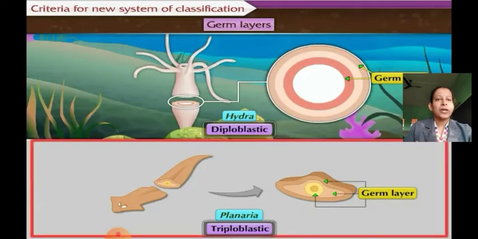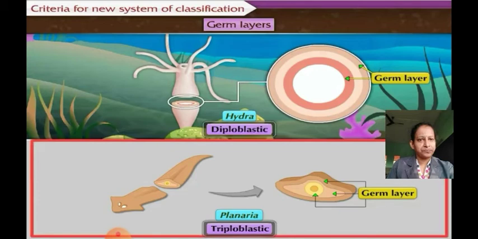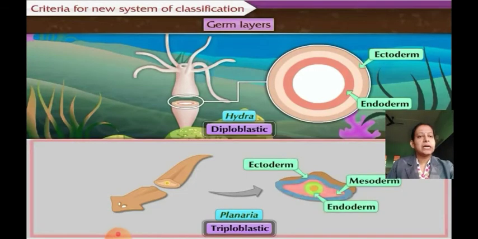According to the number of germ layers, animals are called either diploblastic or triploblastic. Cnidarians like Hydra show diploblastic development, and platyhelminthes show triploblastic development, whereas in the case of porifera there is no presence of any germ layer. Diploblastic means what? 2 layers, ectoderm and endoderm. You can see in the diagram here there are only 2 layers, ectoderm and endoderm.